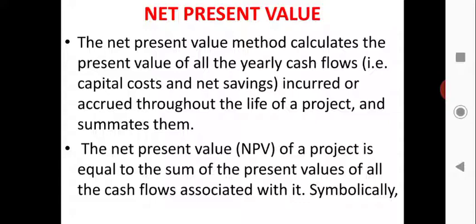In this way, the net present value method calculates the present value of all the yearly cash flows, that is, capital cost and net savings, incurred or occurring throughout the life of a project. Say you have constructed an overbridge, where you collect tolls. For a car you get a toll of 10 rupees, for a heavy motor vehicle you get 50, and so on.